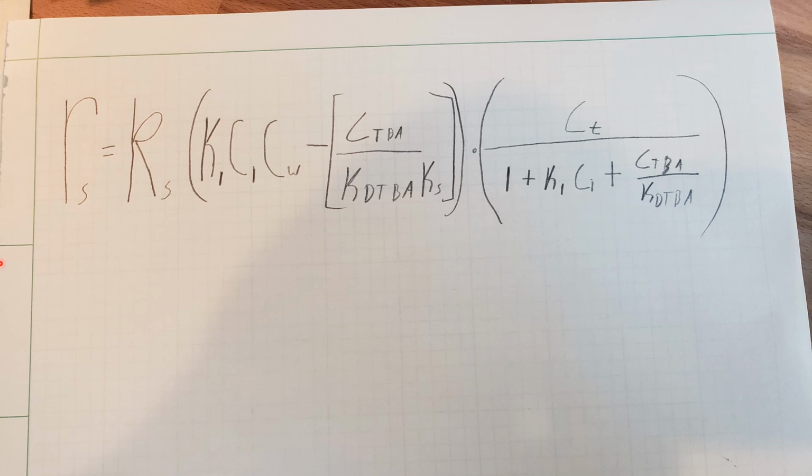Which brings us to our final portion here. We've plugged everything back into our original equation, yielding our final answer of r_S equals k_S, parenthesis K_I C_I C_W minus C_TBA over K_D,TBA K_S, close parenthesis, multiplied by parenthesis C_T over 1 plus K_I C_I plus C_TBA over K_D,TBA.